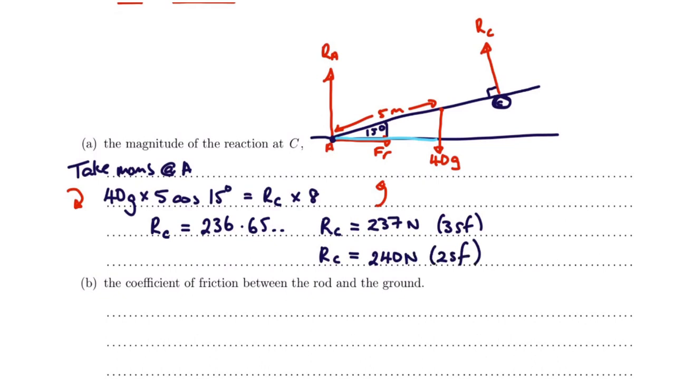Now the next thing we need to do is find the coefficient of friction between the rod and the ground.